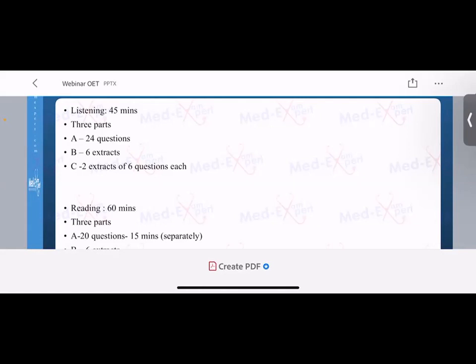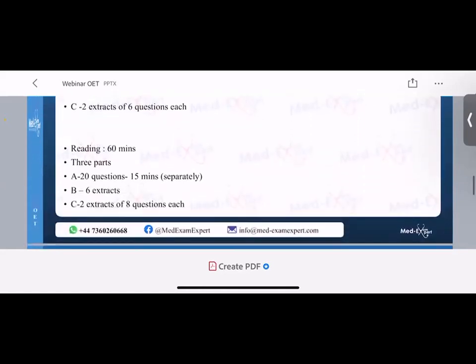So I advise all of my students to score well in part A and part B, which are the easiest ones, and you can score grade B in your listening.